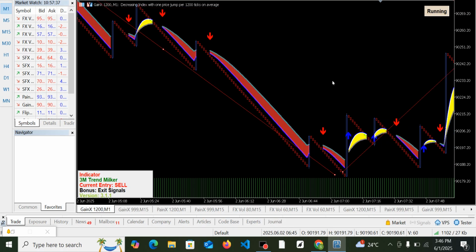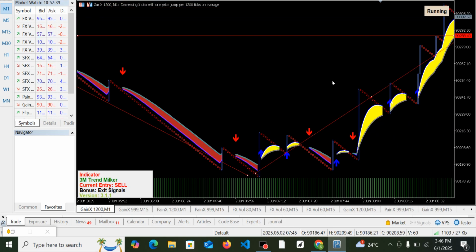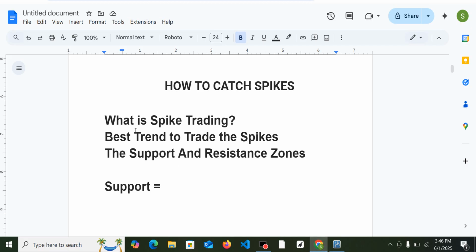That is why I said it is important you understand how to trade the spikes rather than trying to catch the spike. Now let's go back to what we have right here. So we all understand what a spike is right now. So now let's check out the best trend for trading spikes.